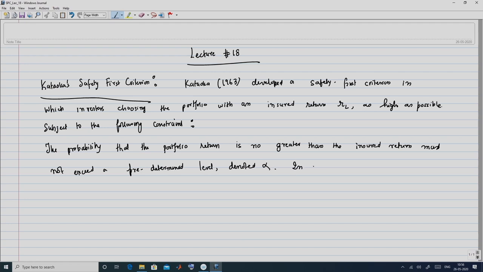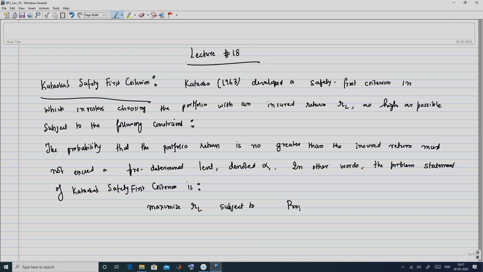So, in other words, let me offer a little bit of clarity in exactly how this translates mathematically. The problem statement of Kataoka's safety first criteria is the following: that you want to maximize RL subject to the following probability, and the probability is that the probability that your RP being less than your RL is going to be less than or equal to some predetermined level denoted as alpha. Okay, so I will explain this in a little more detail as you move along.